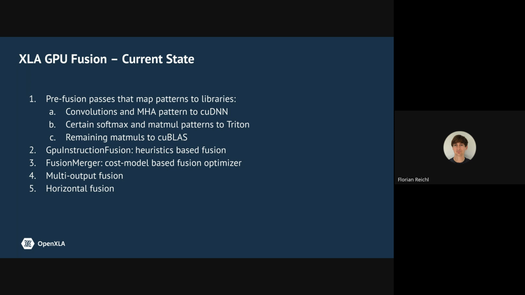And then we take another step, which is this fusion merger, which looks at multiple fusions that our heuristics have created, and it tries to merge these fusions into fewer fusions, because fewer fusions means fewer launches, means less overhead. And that actually uses a cost model, a relatively simple one, but it's cost model based. So then we have post-processed the fusions.